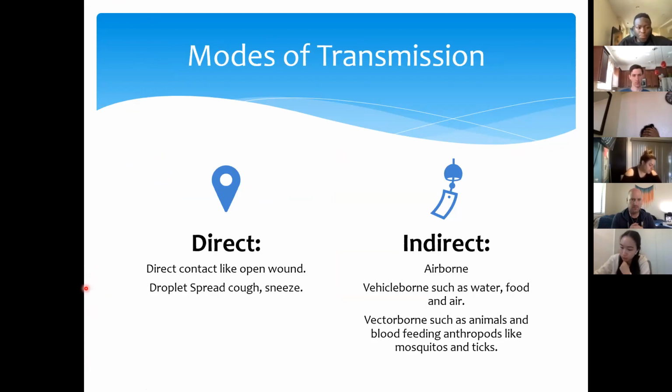Some modes of transmission: we have direct and indirect. Direct is going to be physically touching or physically spread through cough, sneeze, talking. If we had an accident or somebody was swimming in an area that had lots of algae and they had an open wound, that would be an example of direct transmission.